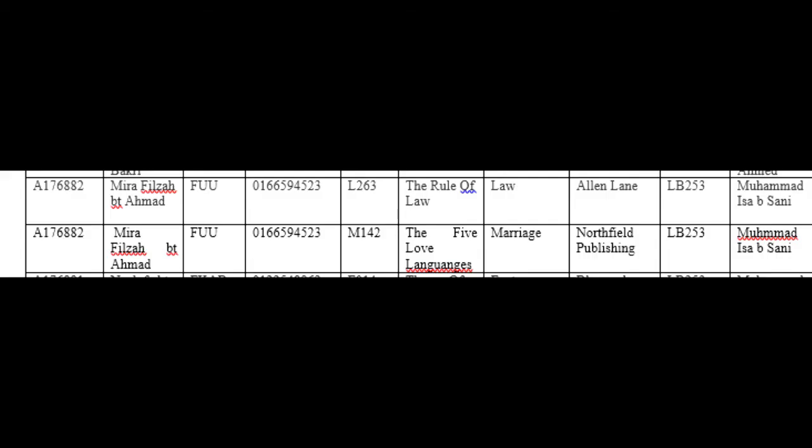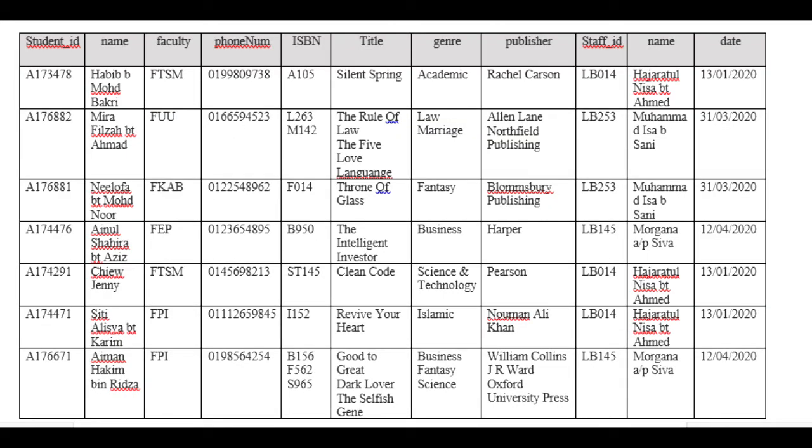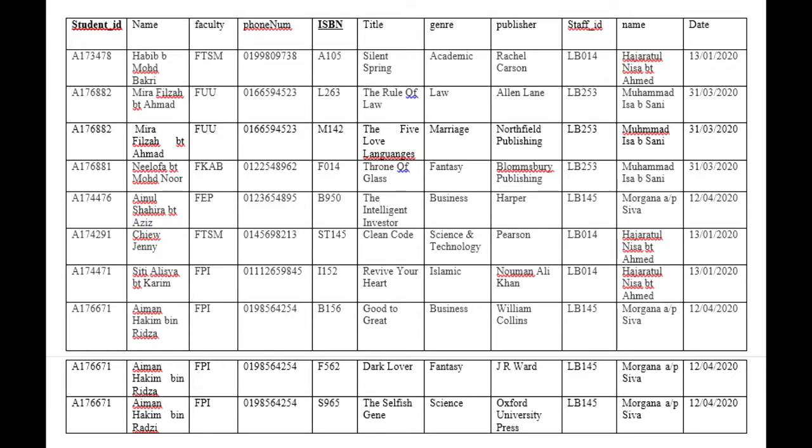For example, the result will be like this. And the same goes for other data such as Ammar Hakim Riza, where he borrowed more than one book. So earlier we had 7 rows, and now after the first normalization process we will have 10 rows. That's all for the first normalization.